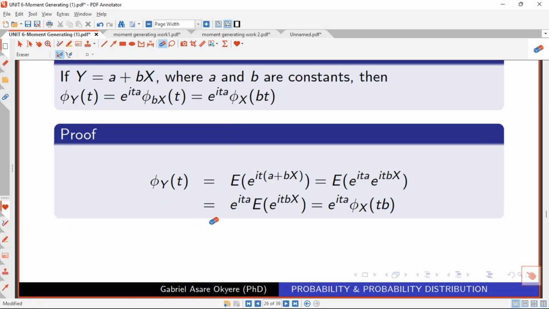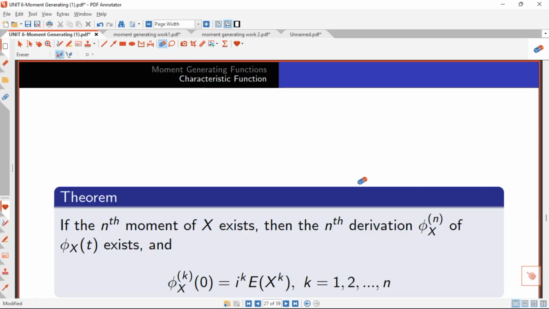And then if you want to prove it, that's the same proof I walked you through when we were treating the moment generating function. The only thing we are going to do here is to just add the i to it. So if you haven't watched the moment generating function, kindly watch it for your understanding, okay?